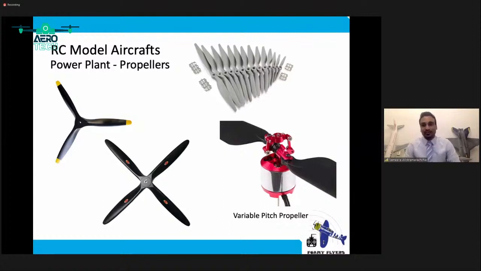And also there's something called variable pitch propellers. Even nowadays, a lot of aircraft use them. But we're talking about RC models here, so not a lot of people would use them on RC models because they are a bit complicated. But you can have variable pitch propellers as well. That means the pitch of the propeller will change according to your need, and then you can have better performance depending on the flight status.